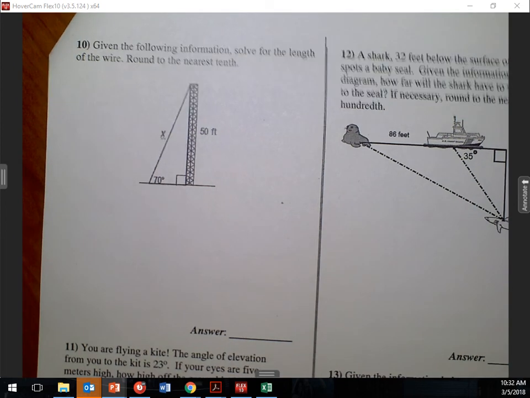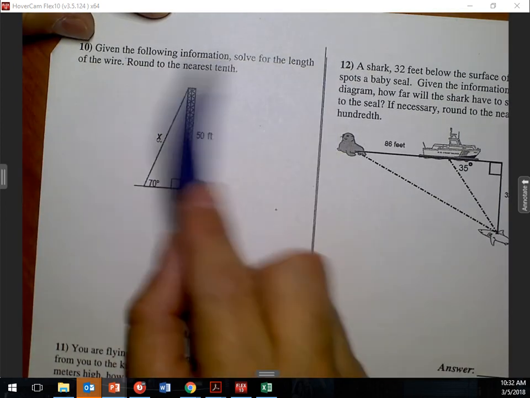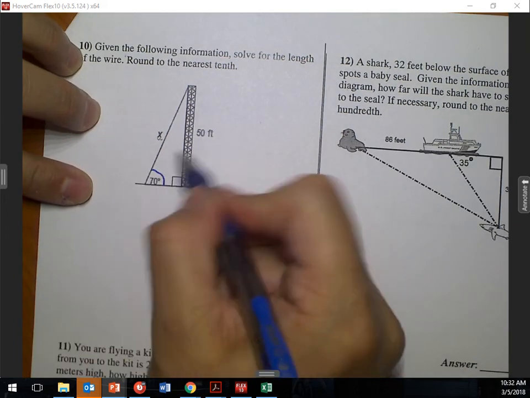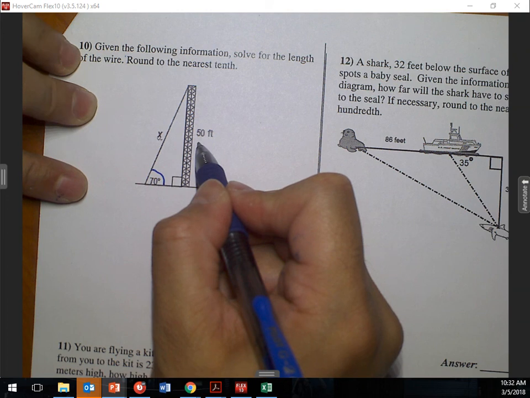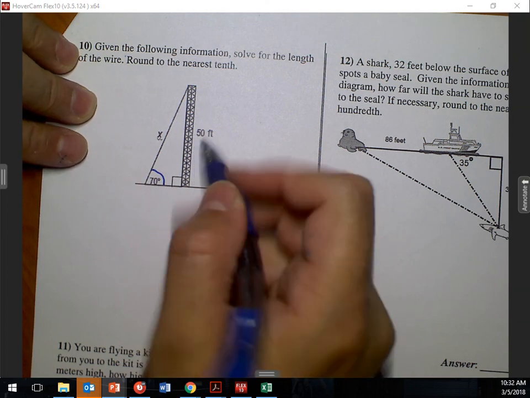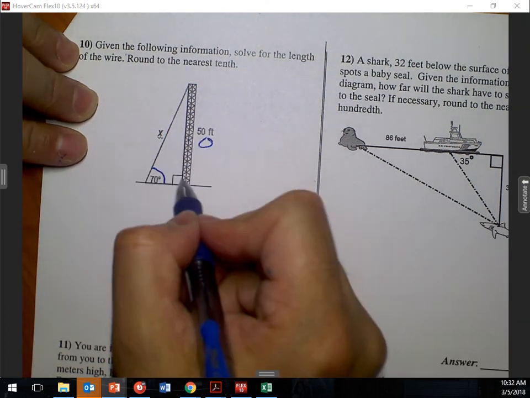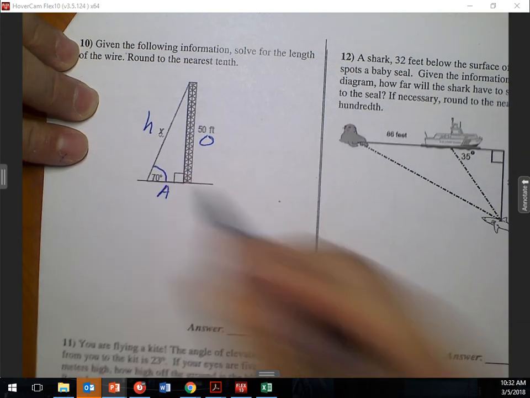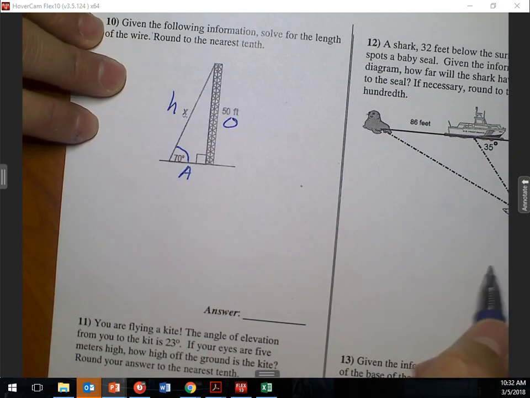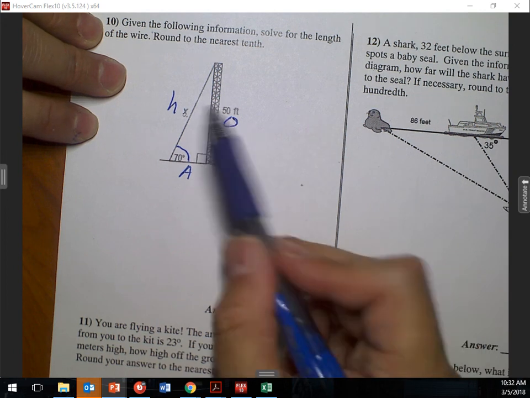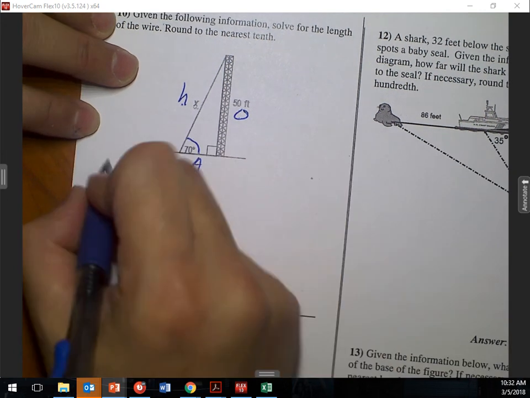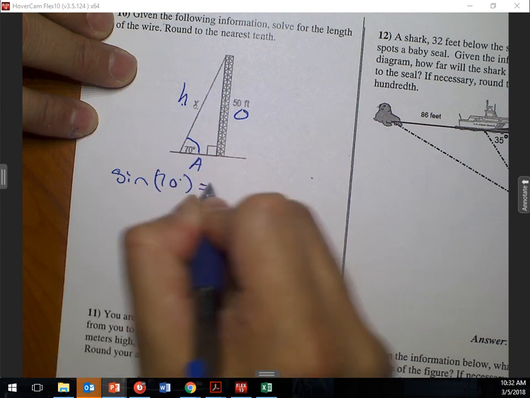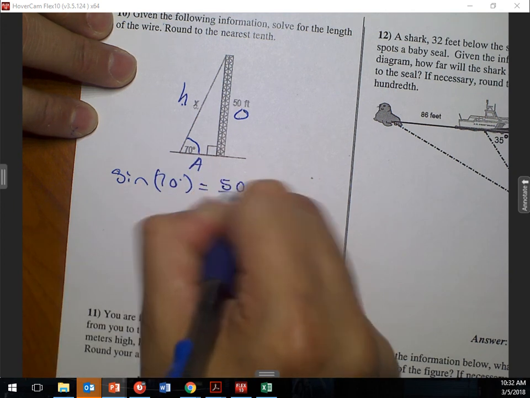Number 10. Given the following information, solve for the length of the wire, round to the nearest tenth. So, from this angle right here, this side over here is going to be the opposite. And down here, what am I working with? Sine? Very good. Opposite and hypotenuse. So it's going to be sine of 70 degrees is equal to 50 over x.